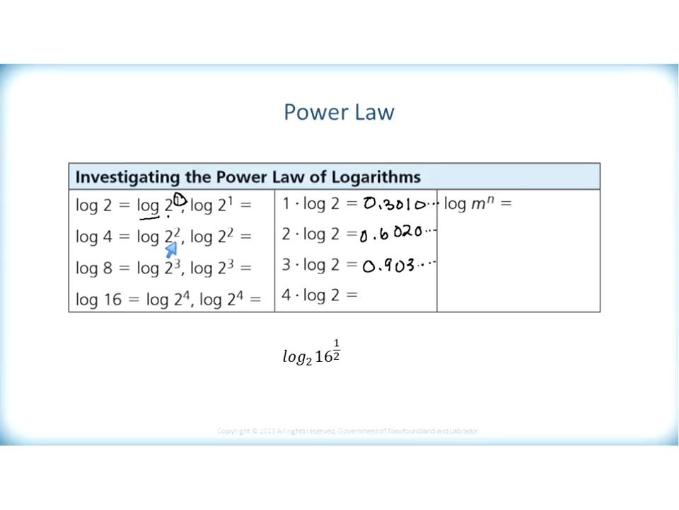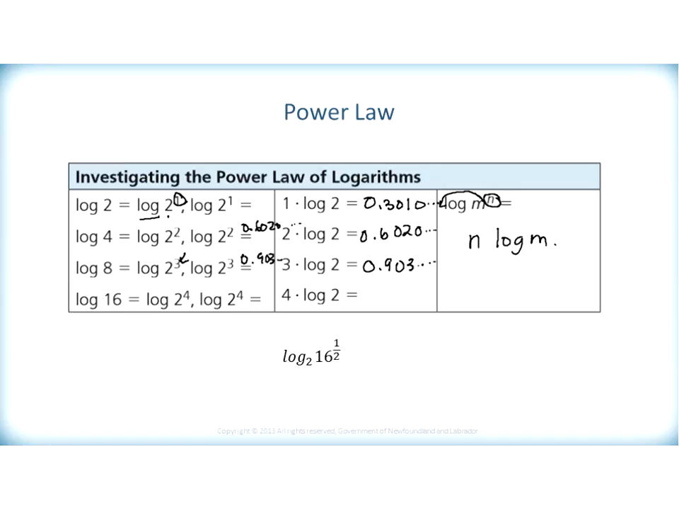Now, if we evaluate the log of 2 squared, which is the log of 4, the log of 4 is going to be equal to 0.602, what we obtained here. The log of 2 cubed would give us 0.903, and so on. And so we can see that the law is you take the exponent and you can put it in front to be multiplied. So n times log m.